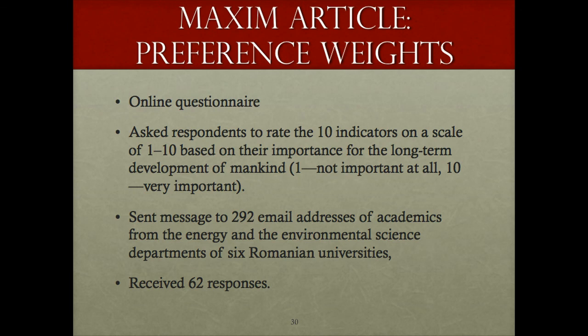After selecting and quantifying the sustainability indicators, Maxim conducted a survey of academics from the fields of energy and environmental studies, in which he asked the respondents to rate the 10 sustainability indicators on a scale of 1 to 10 based on their importance for the long-term development of mankind, 1 being not important at all and 10 being very important. He sent the message to 292 email addresses from academics from the energy and the environmental science departments of 6 Romanian universities and received 62 responses.